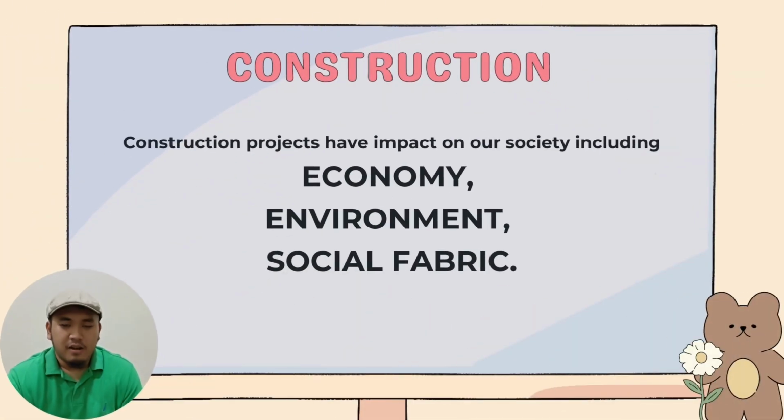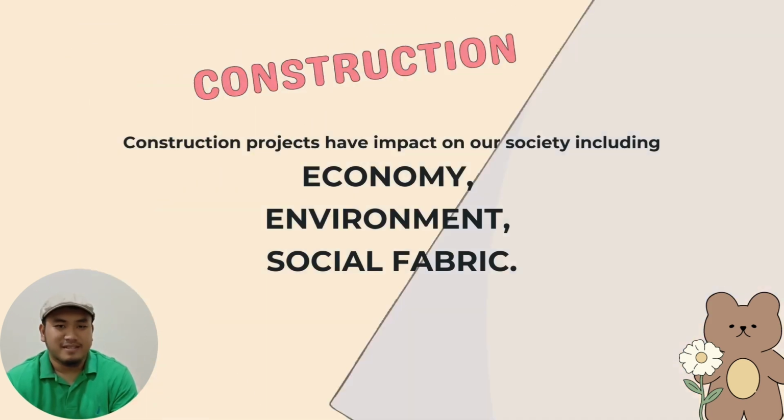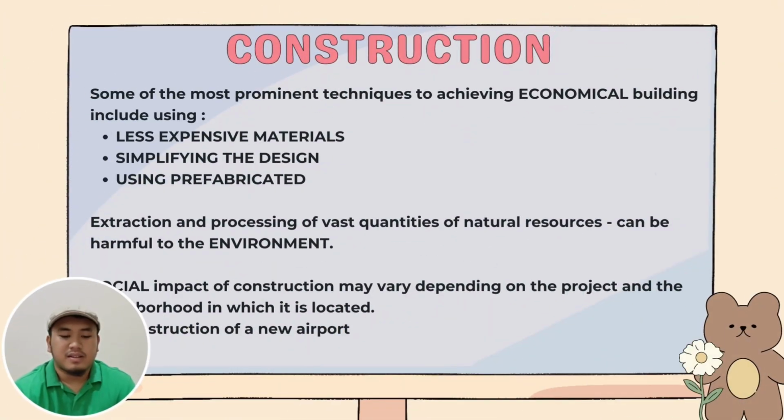So for the introduction of our group project, construction projects have an impact on our society, including economy, environment, and social fabric. For the economy side, some of the most prominent techniques to achieve economical building include using less expensive materials, simplifying the design, and using prefabricated items. For the environment, extraction and processing of vast quantities of natural resources may be harmful to the environment. As for the social impact, construction may vary depending on the project and the neighborhood in which it is located. For example, construction of a new airport in a rural area.